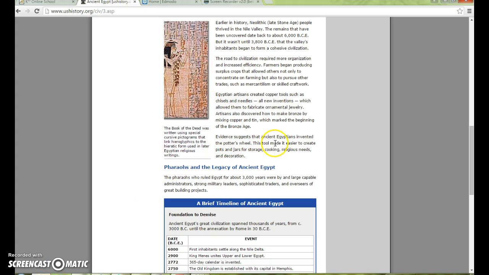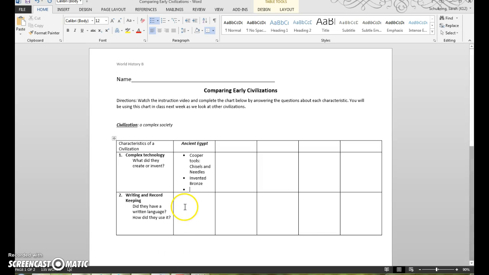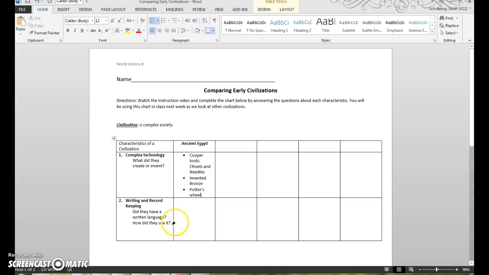Evidence suggests that ancient Egyptians invented the potter's wheel. This tool made it easier to create pots and jars for storage, cooking, religious needs, and decoration. That's also an important invention, so we can write down potter's wheel.